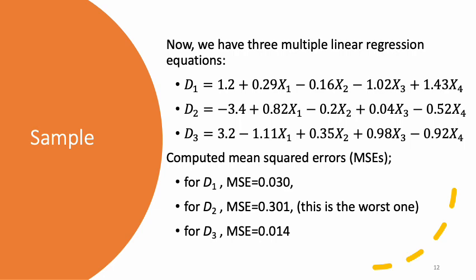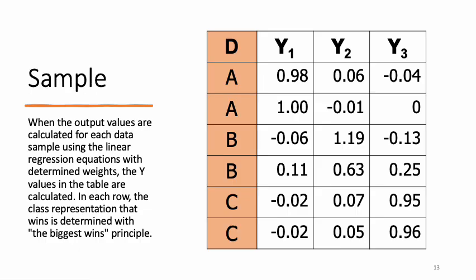According to these equations, we found their mean squared error values. Here, you see that the second MSE value is very bad. When the output values are calculated for each data sample using the linear regression equations with determined weights, the Y values in the table are calculated.